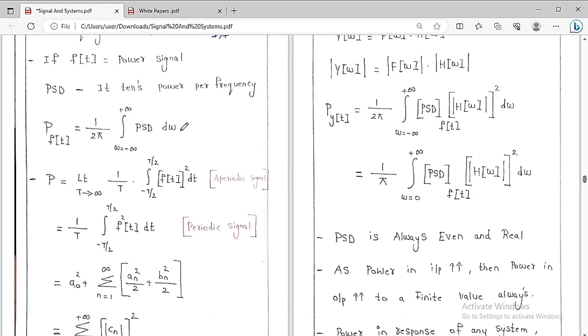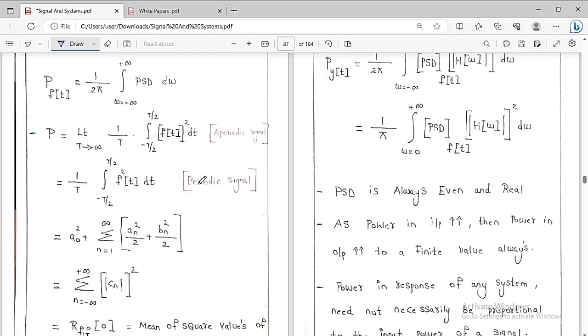So therefore we can say that if you want to find the amount of power present in the signal f of t, the formula is 1 by 2 pi integration over omega from minus infinity to plus infinity of the power spectral density into d omega. These things you always have to keep in your mind.